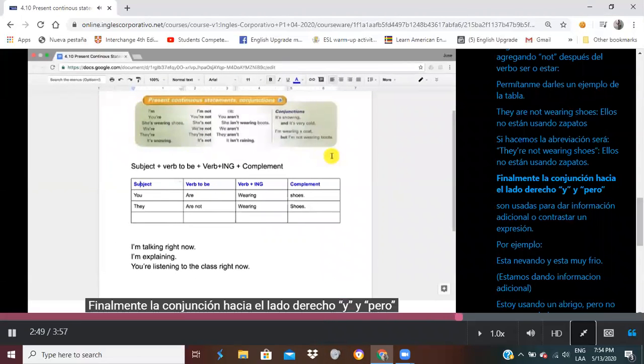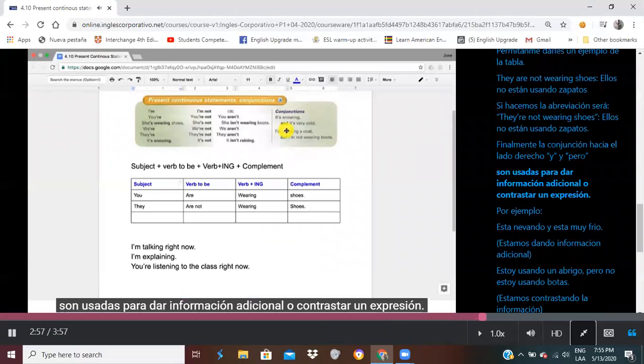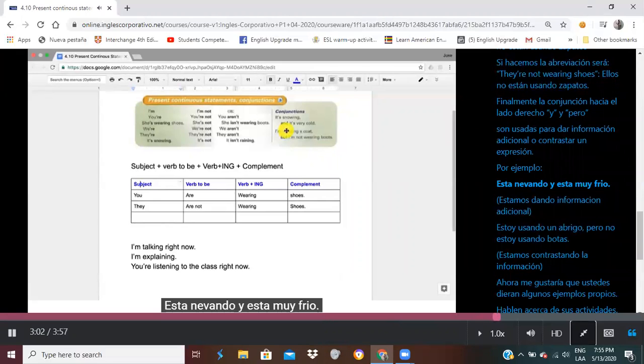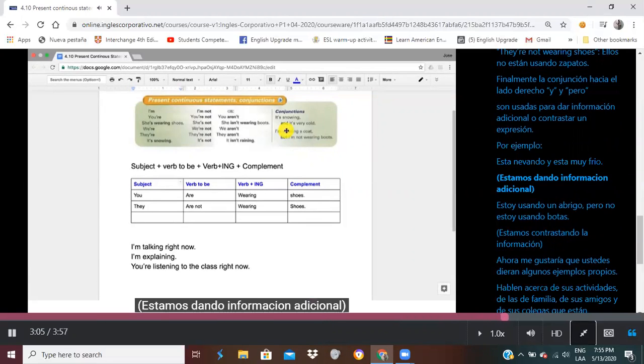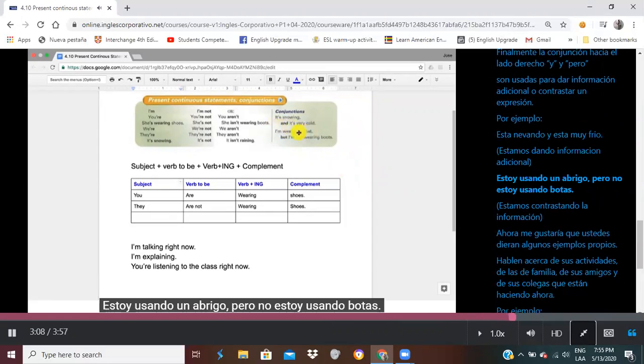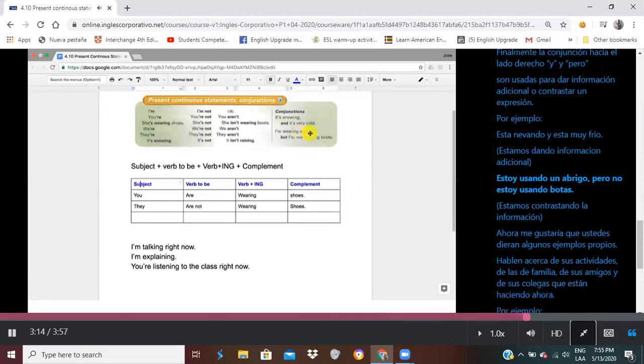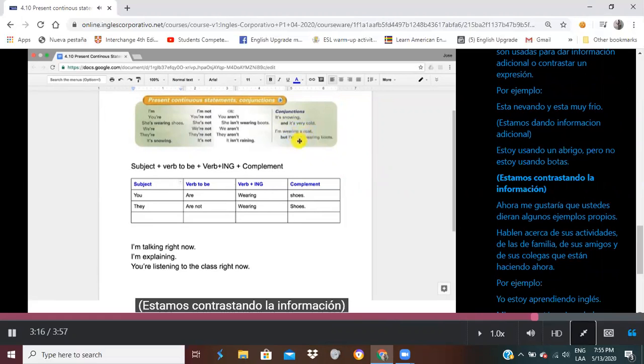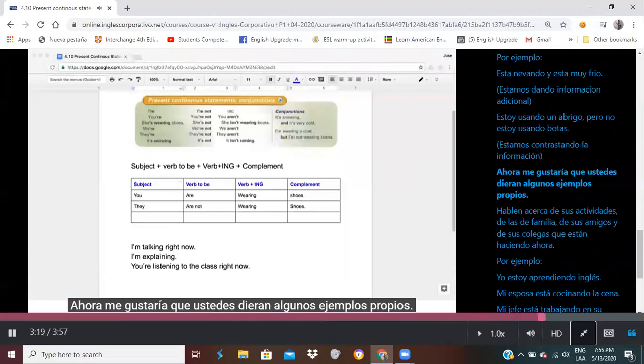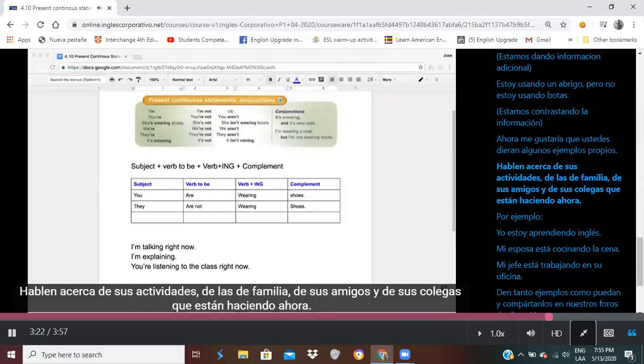Finally, the conjunctions towards the right hand side, and, but, are used to give additional information or to contrast an expression. For example, it's snowing and it's very cold. That's giving additional information. I'm wearing a coat, but I'm not wearing boots. That's contrasting information. Now, I would like for you to give some examples of your own.